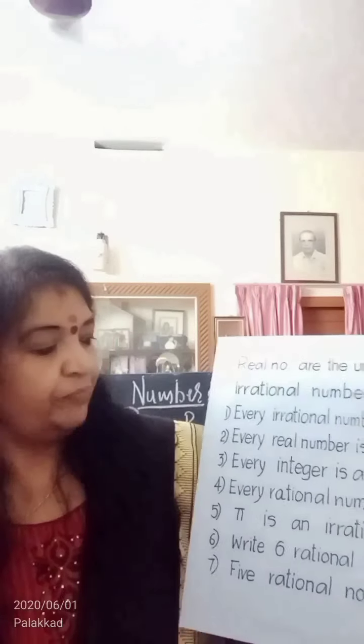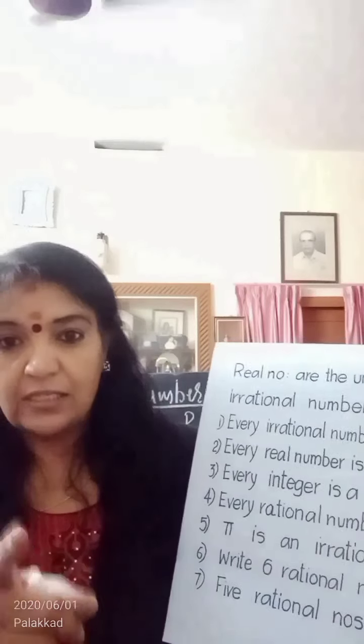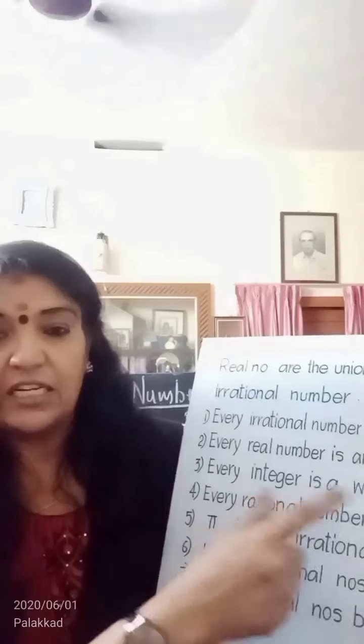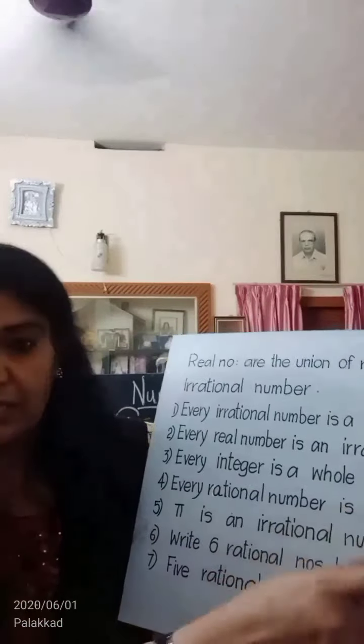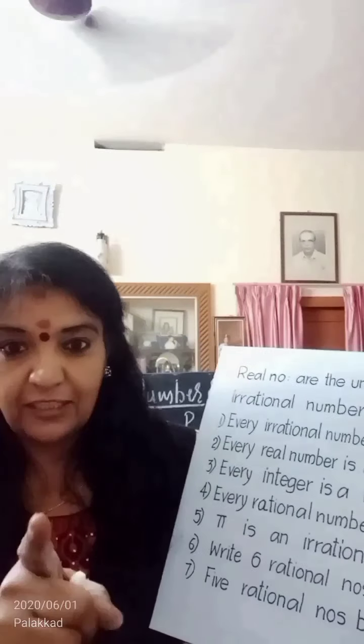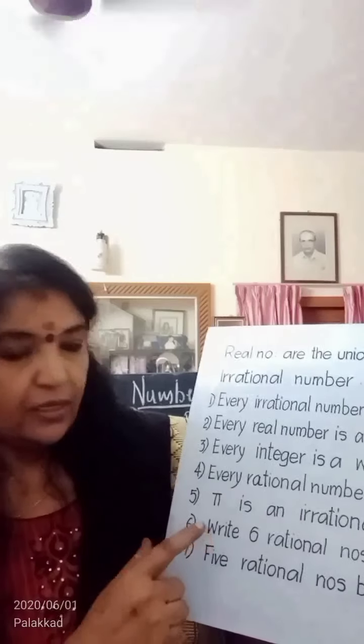is an irrational number. Is it correct or wrong? It's wrong. Every integer, this I will post for you. You have to write the answer true or false. Every integer is a whole number. This is your work. Then every rational number is a whole number. You have to write true or false. Then pi is an irrational number. And these are about irrational numbers, which are non-terminating and non-recurring decimals.